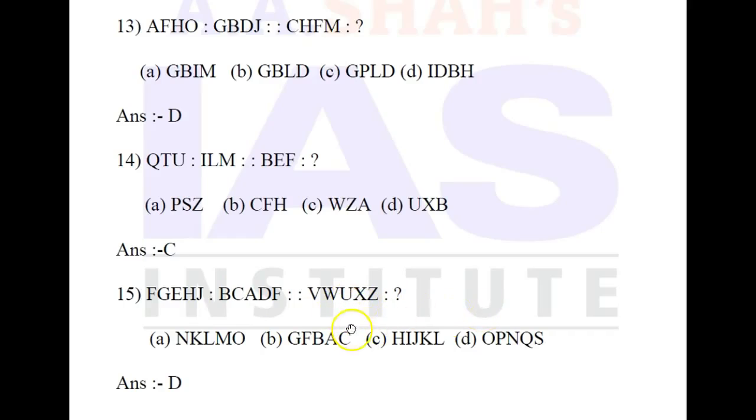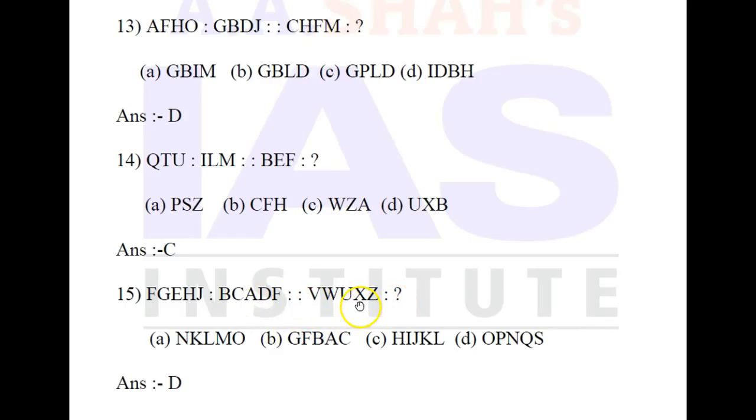15th question, you have FGEHJ is to BCADF and VWUXZ is to what? So now if you observe here, F and G. F plus 1 is G, G and E. G minus 2 is E, E and H. E plus 3 is H, H and J. H plus 2 is J. Same thing is followed here, which is plus 1, minus 2, plus 3 and plus 2.